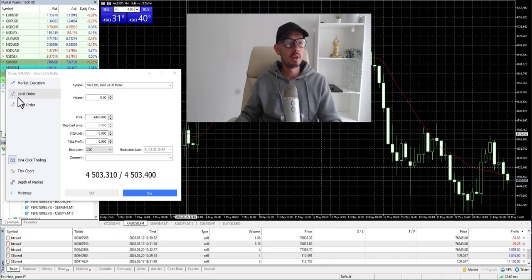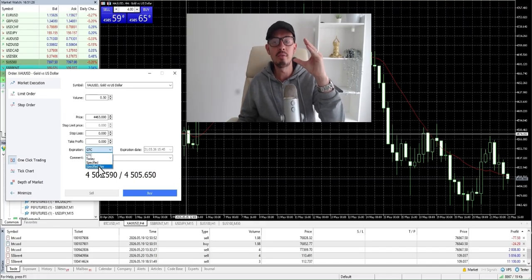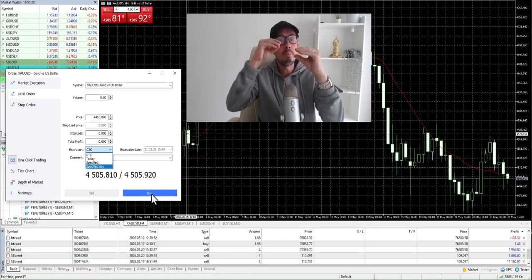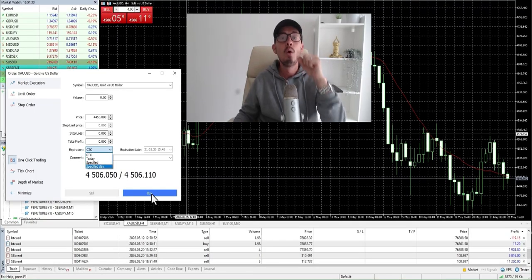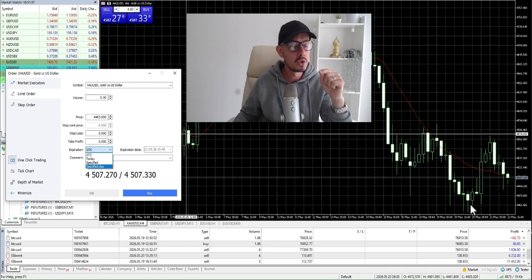So I'm going to go here to limit order, say 4463, and click on buy. This expiration means there are three expiration types. There's today, and a specified, specific day, so you can specify how long you want this pending order to last. Remember, it's a pending order. Once I click on buy, it will only buy whenever price goes to my level, 4463.